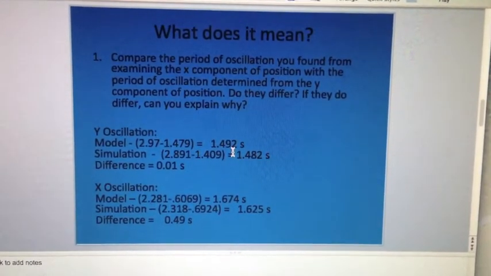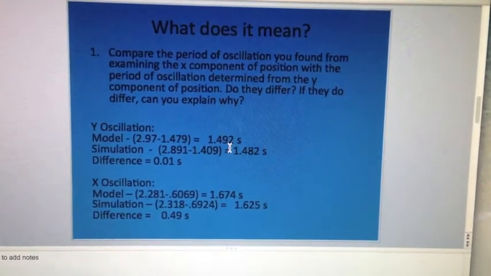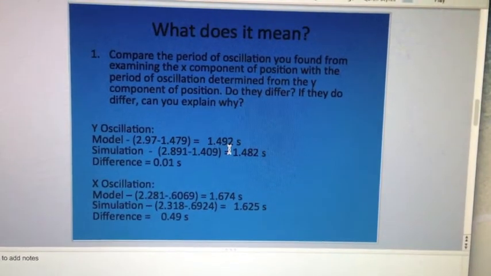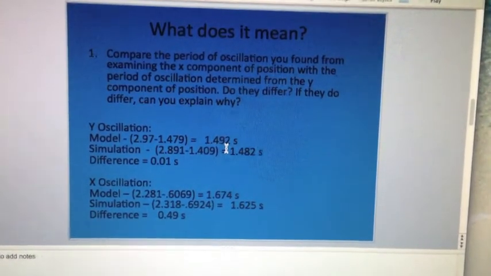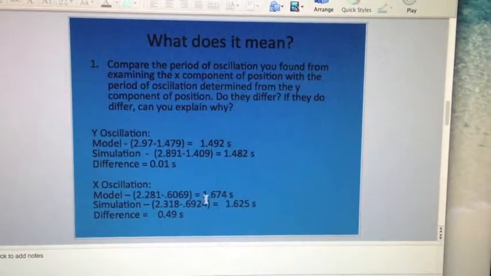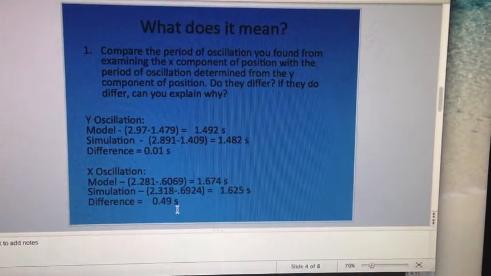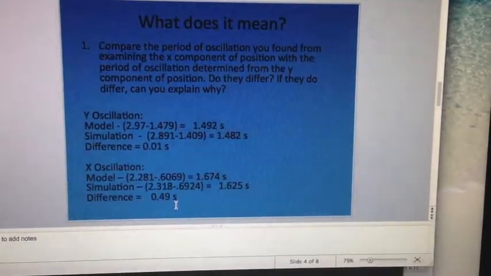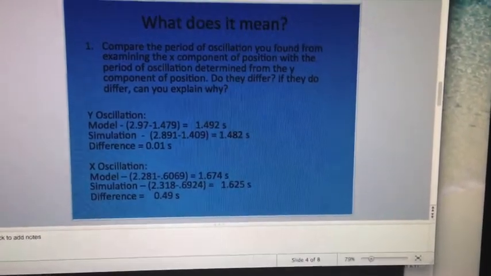So we got our first one to be 1.492 seconds, and our simulation to be 1.482 seconds. There's not much of a difference there, it's just 0.01, so that proves to be very well. Our X oscillation was a little different. We had a difference of 0.49 seconds, so it's a little higher, but still not bad. So moving on to the second question.